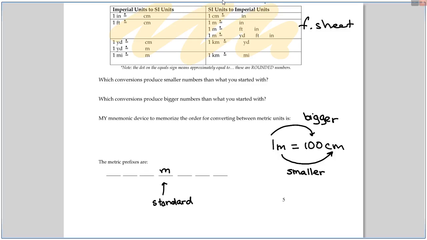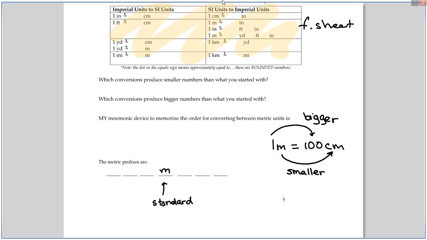Obviously, a meter is the width of your pace. The centimeter is your pinky. How many pinkies could you fit? Roughly 100. So this is what you need to know and understand: as your units get smaller, your numbers get bigger, and vice versa.